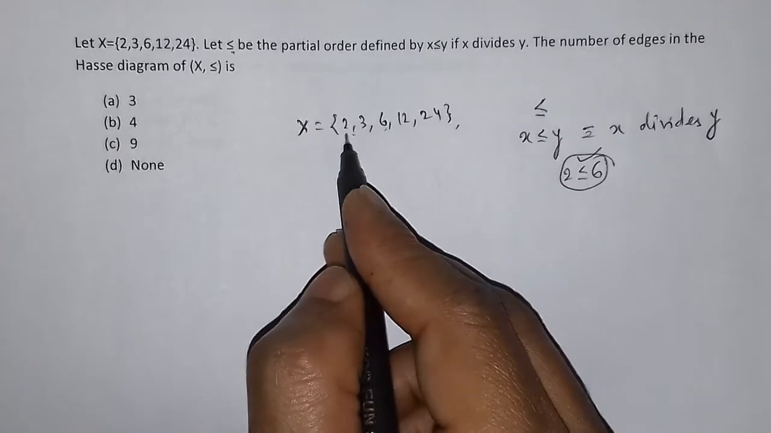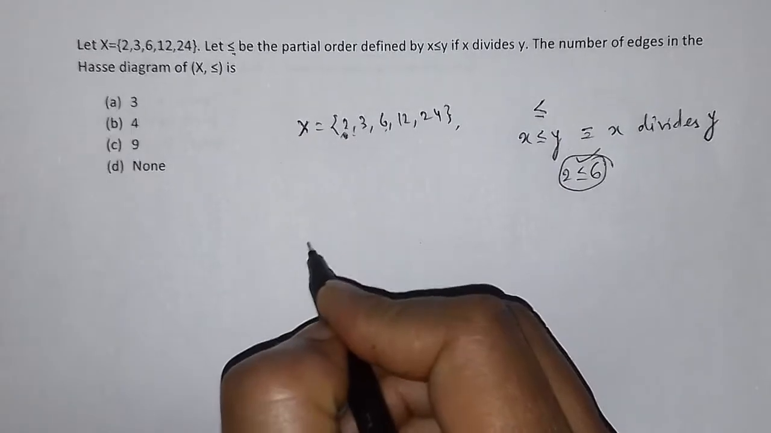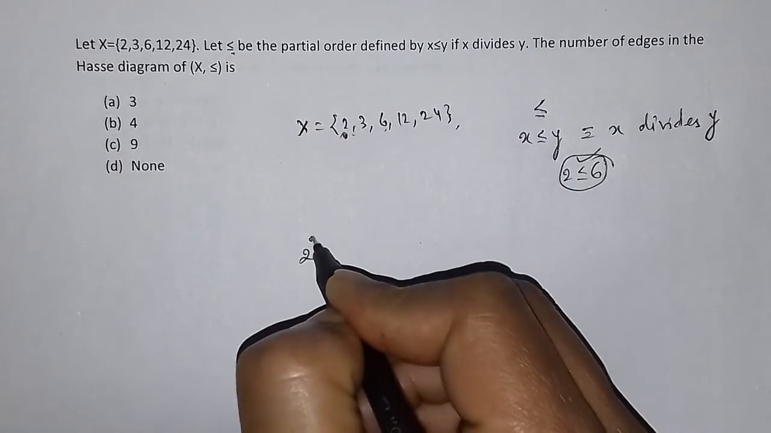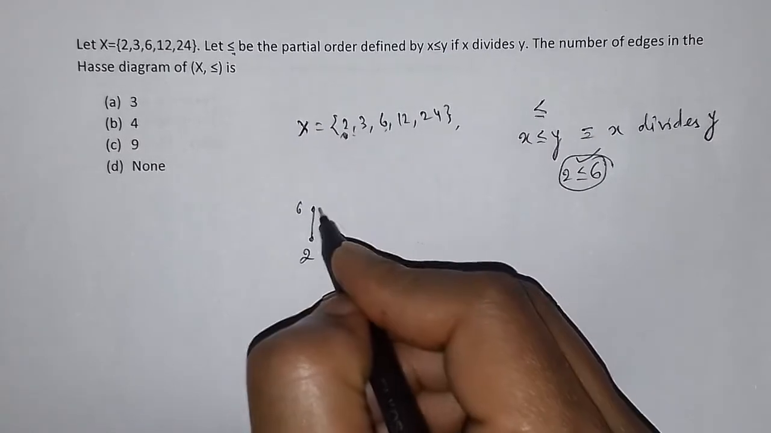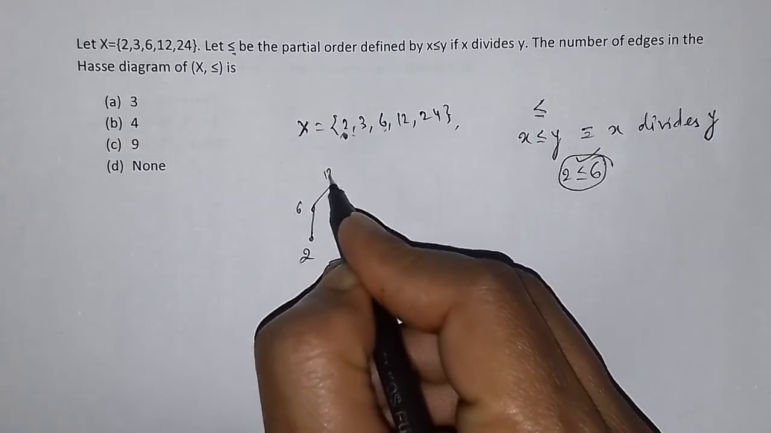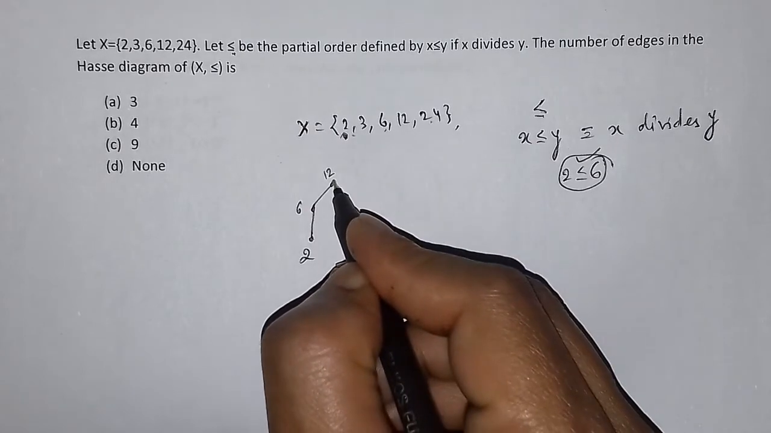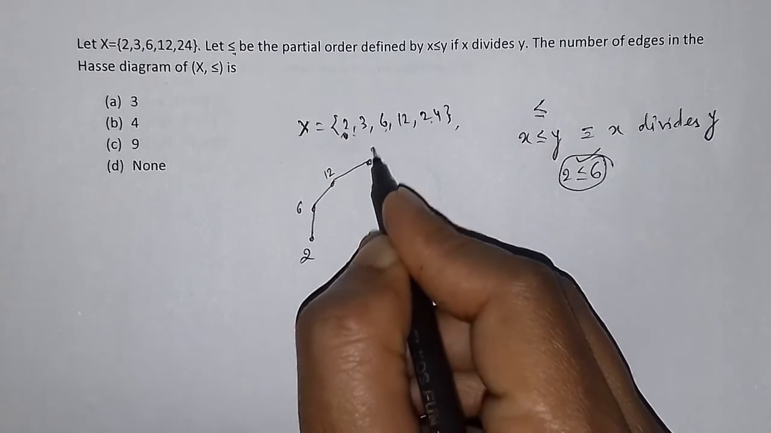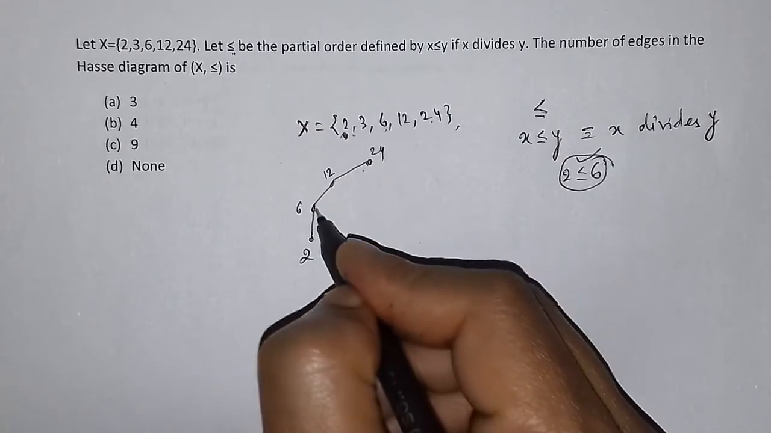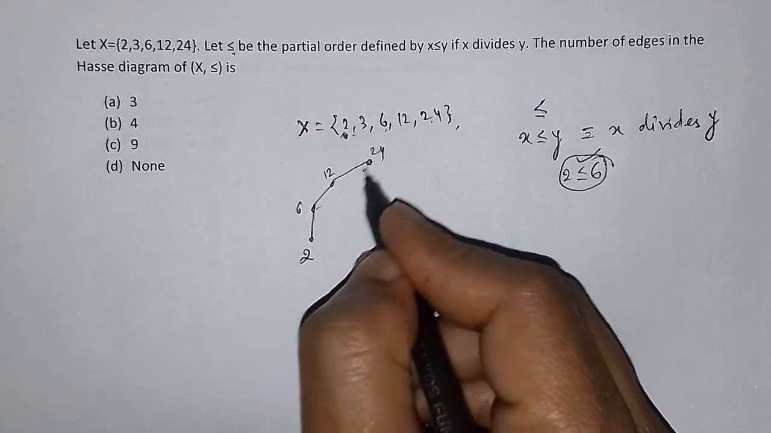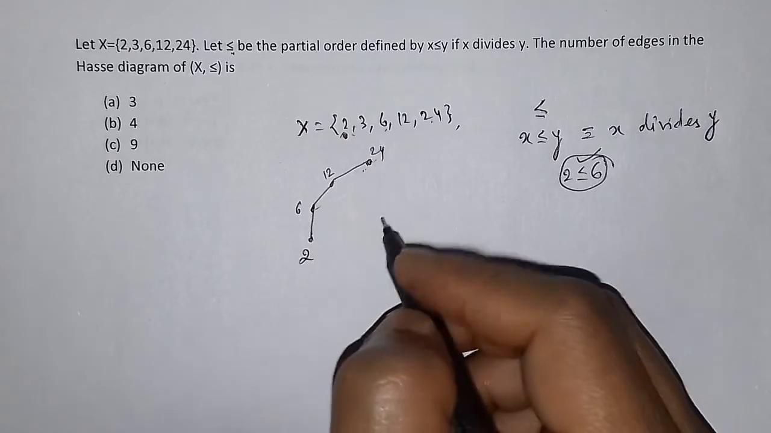We will start with 2. 2 divides 6, 6 divides 12, 12 divides 24. Again, 6 divides 24, but transitive edges are not allowed in a Hasse diagram.